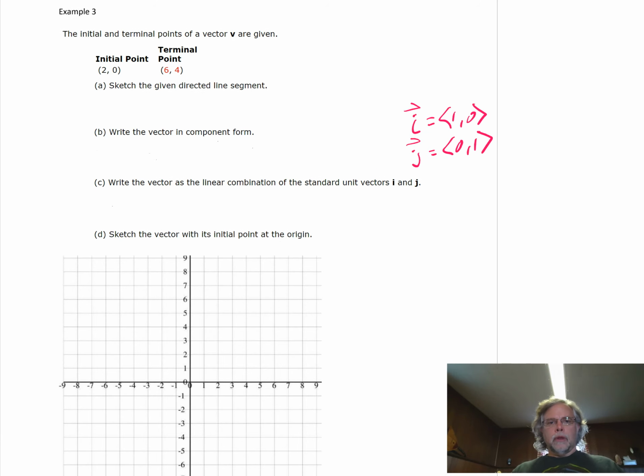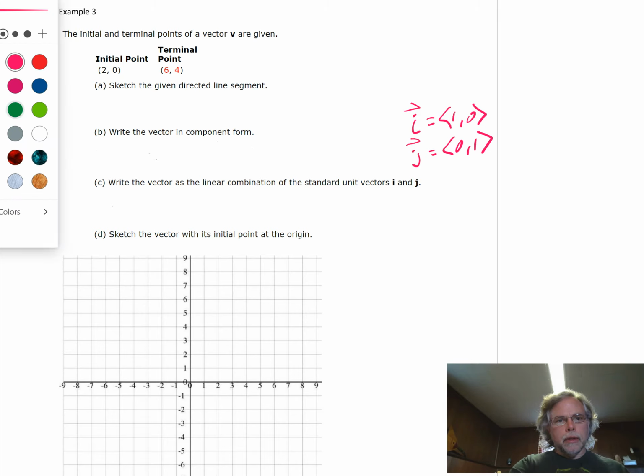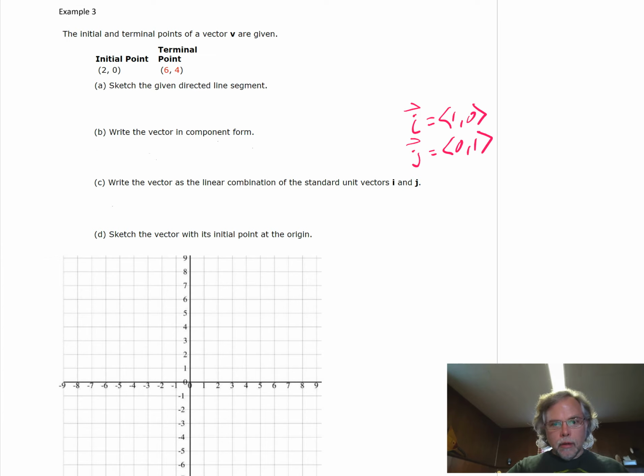So let's see. The initial and terminal points of a vector v are given. The initial point is 2, 0, and the terminal point is 6, 4. Let's sketch that. That's part A. 2, 0 here, initial point, and 6, 4. So that's the directed line segment. Write the vector in component form.